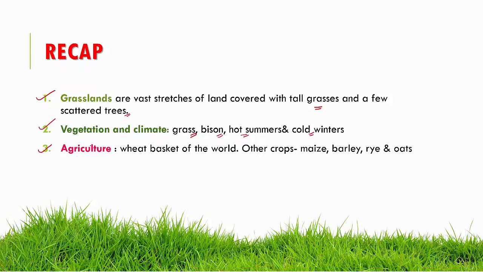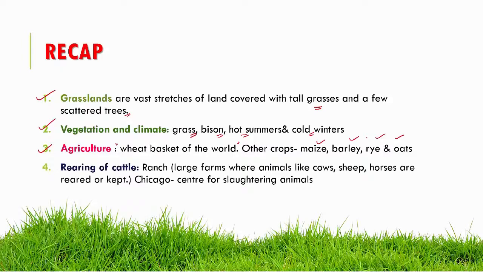Then we spoke about agriculture of the place. We saw that these prairies were called as the wheat basket of the world, which makes United States of America the largest exporter of wheat. We also saw that some of the other crops that they grow there are maize, barley, rye, and oats, and they use high-tech modern machinery to help them in farming. Lastly, we spoke about rearing of cattle. We saw that they keep their cattle in places called as ranch, and we saw that ranch was large farms where animals like cows, sheep, horses are reared or kept. And we saw that Chicago was the center of slaughtering of animals.